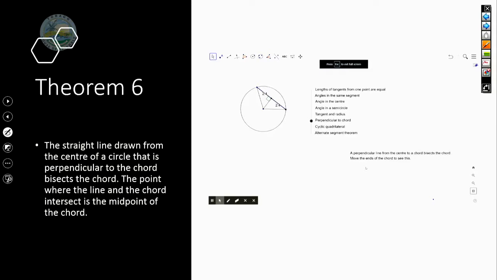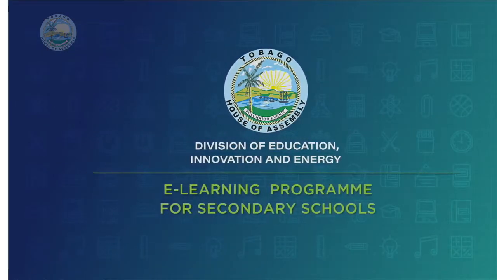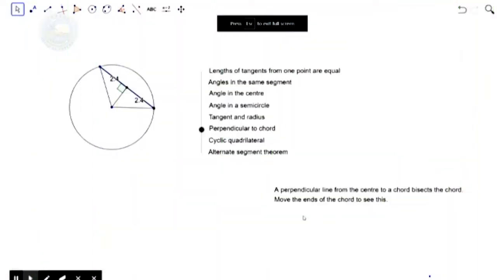It says that the straight line drawn from the center of a circle that is perpendicular to the chord bisects the chord. And the point where the line and the chord intersect is the midpoint of the chord. Let's see the video at this time. So this rule says that a perpendicular line from the center to a chord bisects the chord.